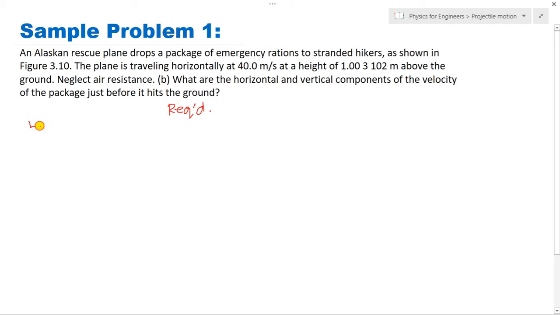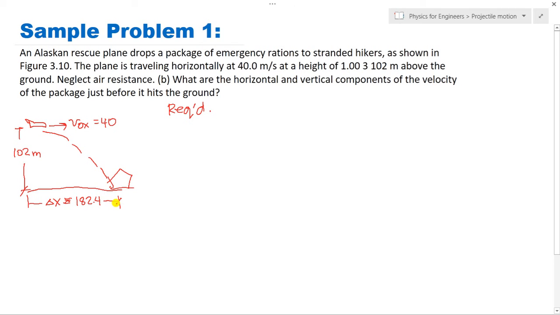Again, meron tayong airplane dito. We only have vox, which equals 40. Then dinadrop siya dun sa mga hikers. So, let's say 10 na mga hikers. Then we already know that the height is 102. And we already know that the displacement delta x from the previous na calculation is approximately 182.4. So ganon. So ang required natin is the horizontal component.